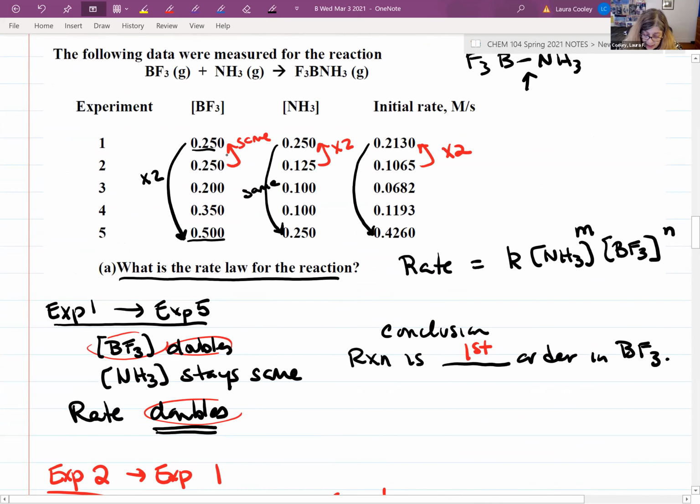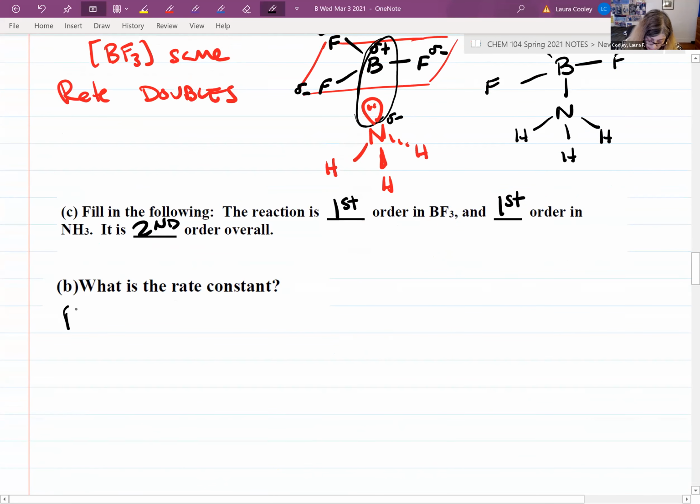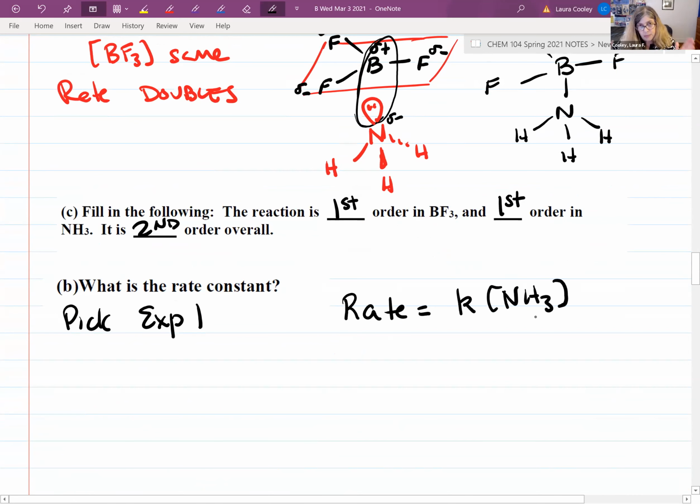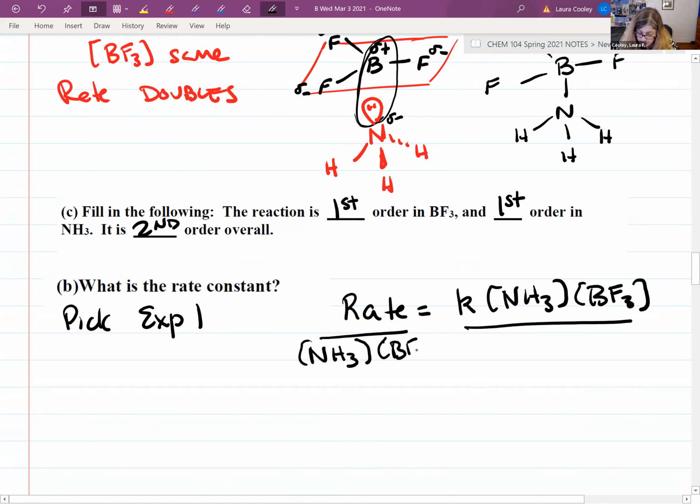Like if they have one set of data where they're all the same concentration, I'll certainly pick that one. And I'm going to pick experiment 1 again because it is. So I'm going to pick experiment 1. The rate is equal to K times NH3 to the 1. So I'm not going to bother putting the 1 there, times BF3. I would isolate the K by dividing by those concentrations before I proceed. Old habits die hard, and I think my way is better. So I'm using it, even though most students would not do this.